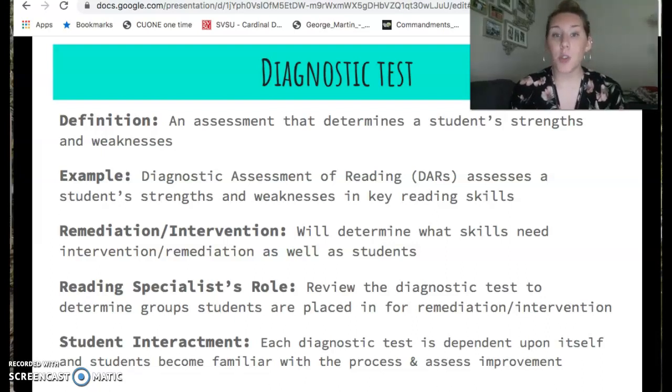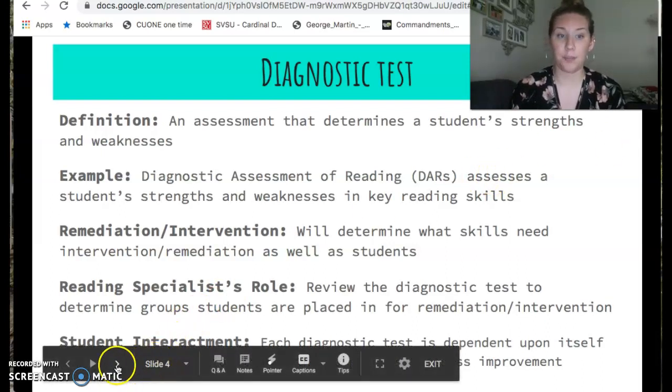Now, the reading specialist's role is to place students into groups using the diagnostic test data, and they're going to use those groups to figure out what remediation and intervention is needed. When students take these diagnostic tests, they become familiar with the progress and they're going to assess and see their own improvement.